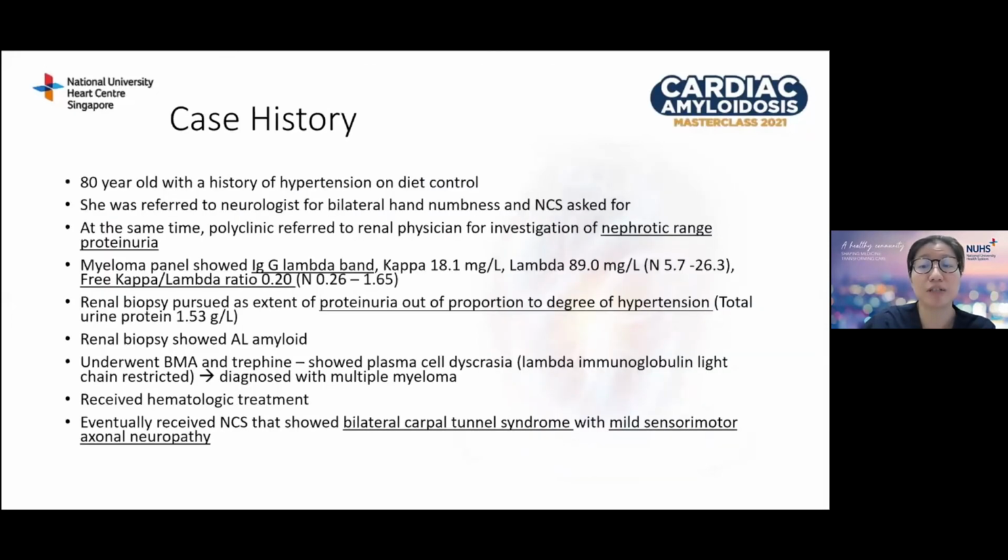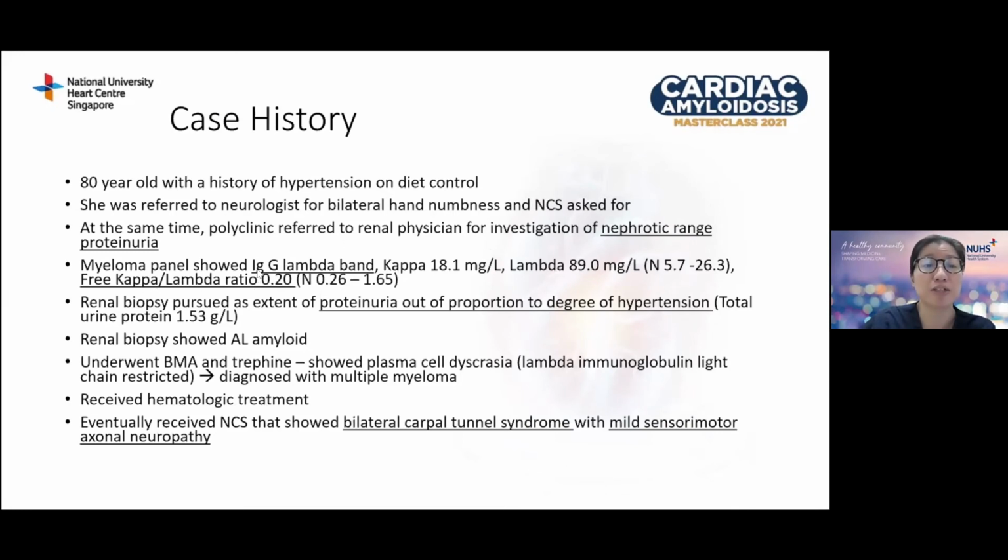I'd like to illustrate this with a case. This patient was an 80-year-old with only a history of hypertension on diet control. She was first referred to us for bilateral hand numbness, and an NCS was requested. But at the same time, the polyclinic very astutely picked up that she had nephrotic range proteinuria and sent her to the renal physician.